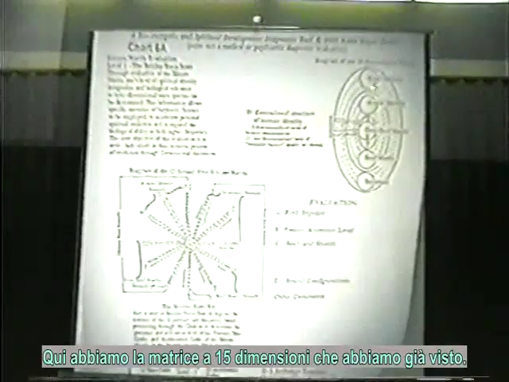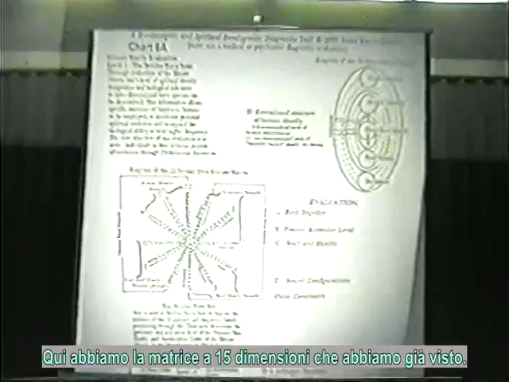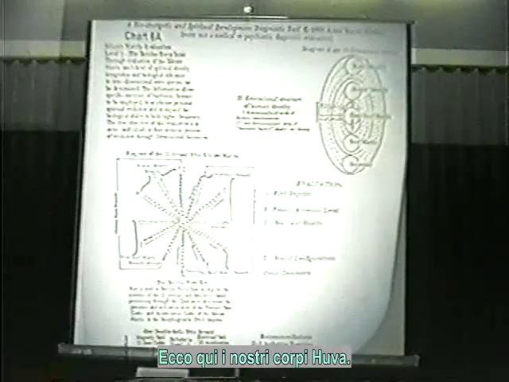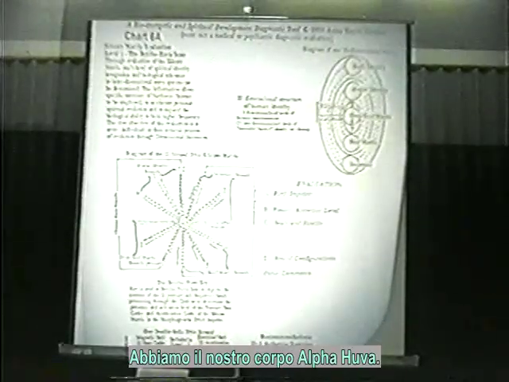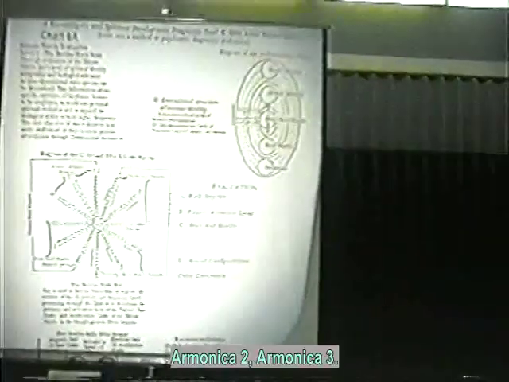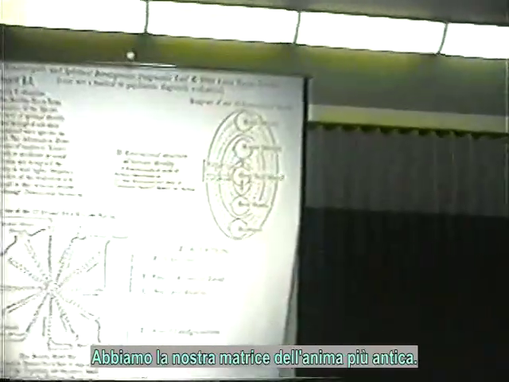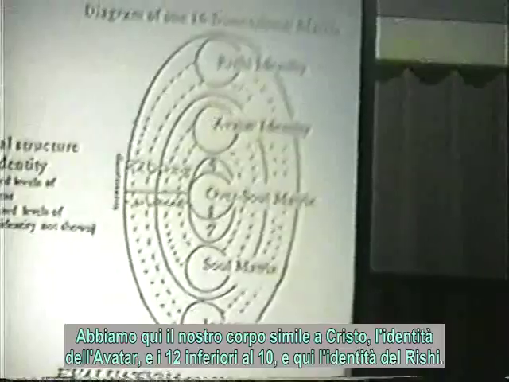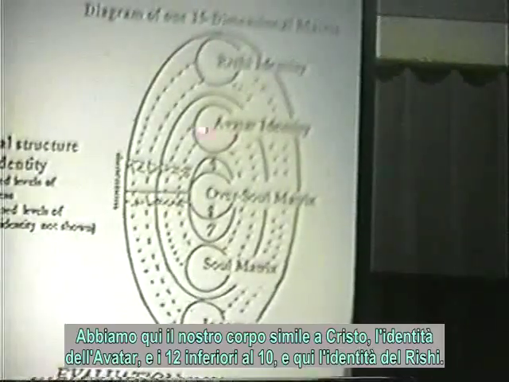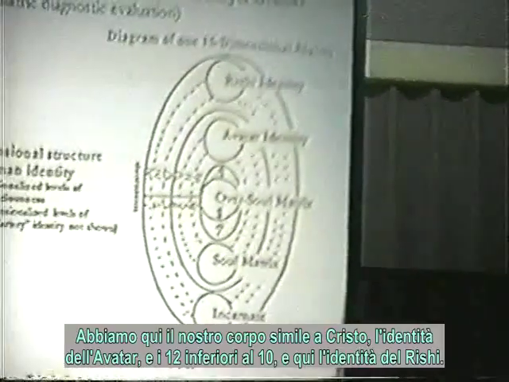We have here the 15-dimensional matrix that we've seen before. Do you remember the 15-dimensional matrix? I showed that to you before, right. I think I have one here. Right. Okay, so here we have our Huva bodies, or not a Huva body, that's our incarnate identity. We have our Alpha Huva body, that's our soul matrix identity, harmonic 2, harmonic 3. We have our over soul matrix, that's our Beta Huva body, 7, 8, 9. We have our Christ body here, the avatar identity, and the 12, 11, and 10, and the Rishi identity here.